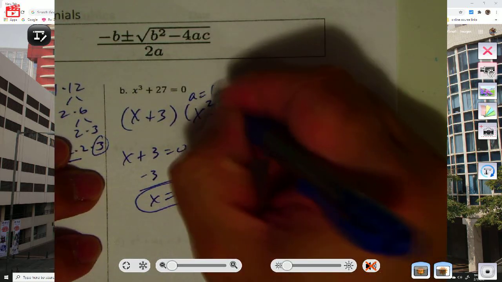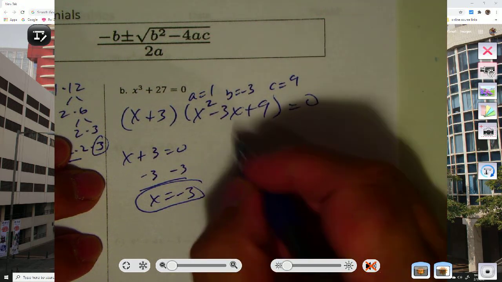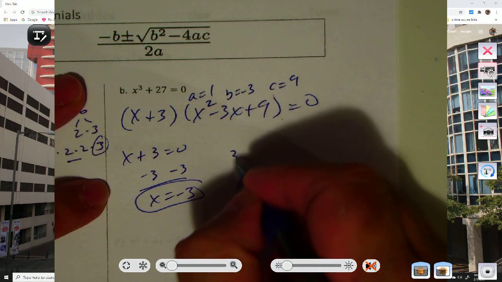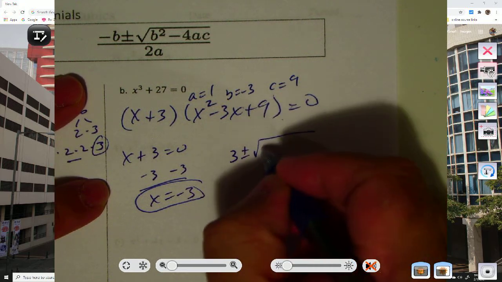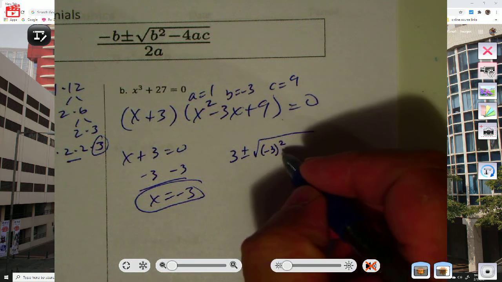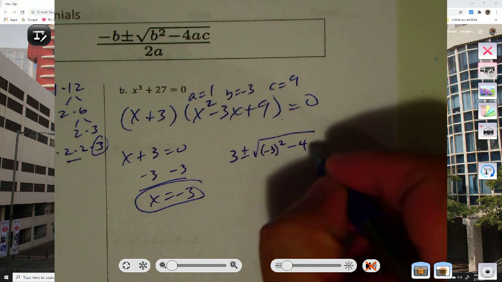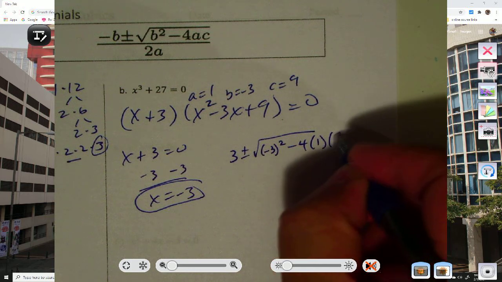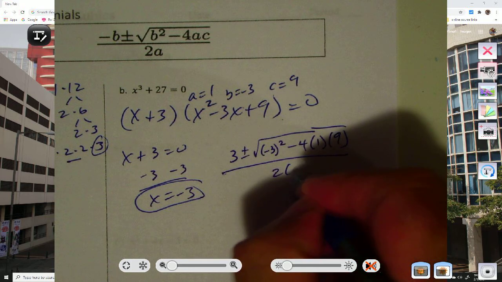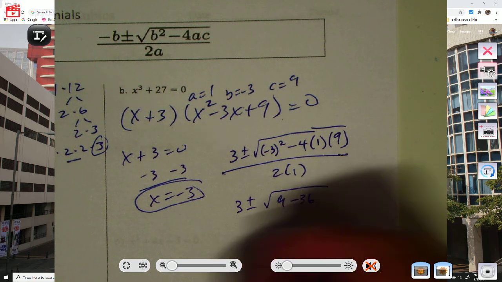So a is 1, b is negative 3, and c is 9. So we fill that in. It's the opposite of b, so it's 3 plus or minus the square root of b squared, negative 3 squared. Keep in mind, whenever you use the calculator, you have to put the negative 3 in the parentheses and the exponent of 2 outside the parentheses. Otherwise it won't do what you think it should do. Minus 4, a is 1, and c is 9, all over 2 times 1. So it's 3 plus or minus square root 9 minus 36 over 2.